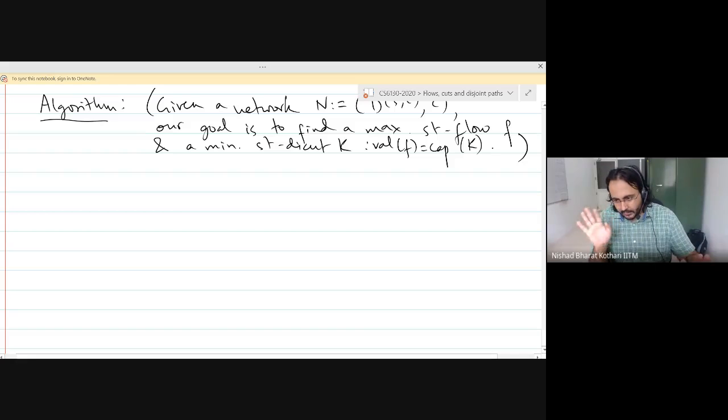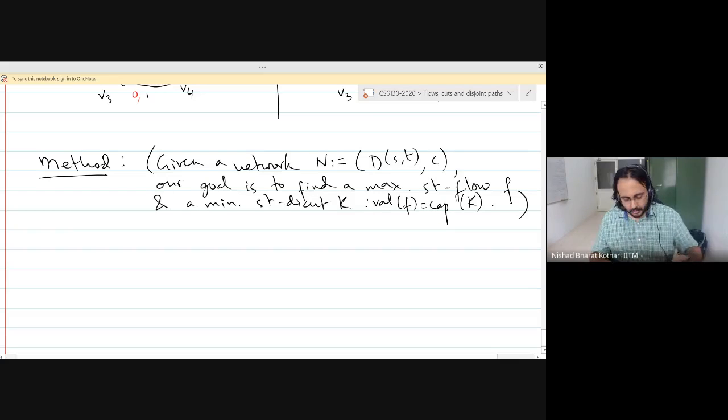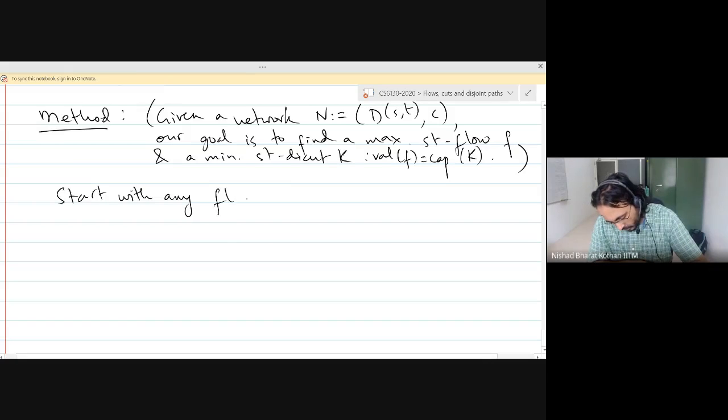So of course, there are details we need to work out. How do we find such a path? But let's not worry about that. Let me not call this even the algorithm. Let me call this the method, right? Because we are not going to go into complexity and everything because we still have some details to be figured out. Okay. So the method is start with any flow. We will come back to this in a few seconds. Okay. So start with any flow F.